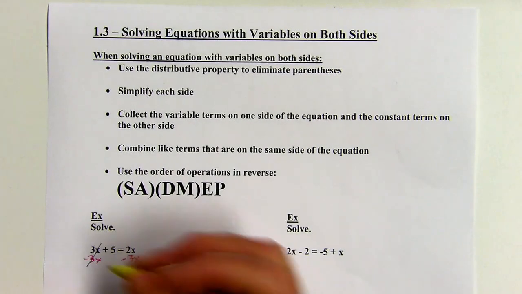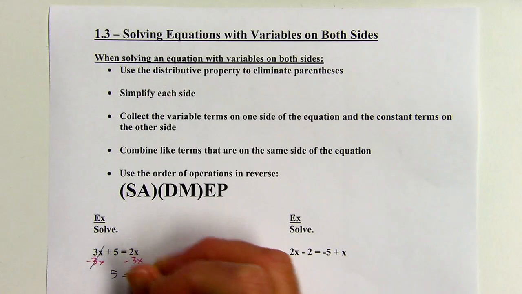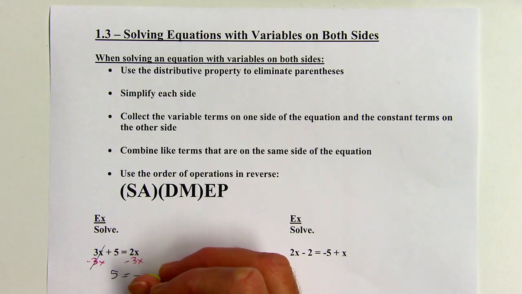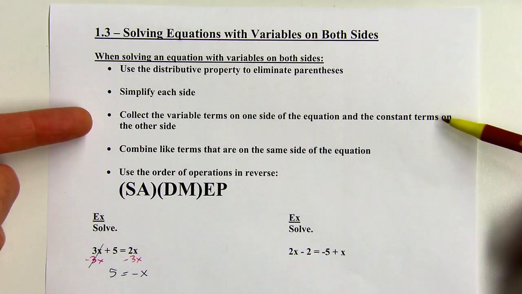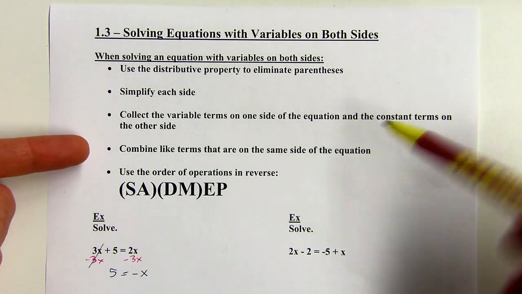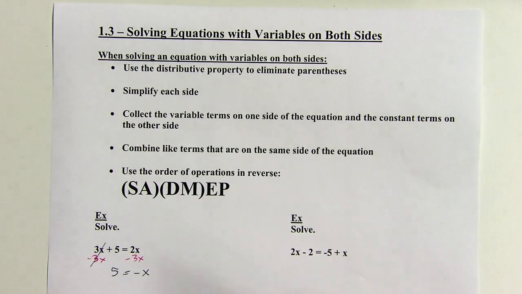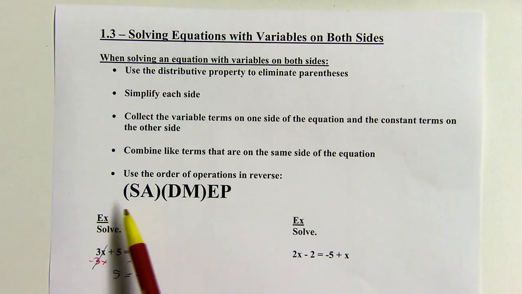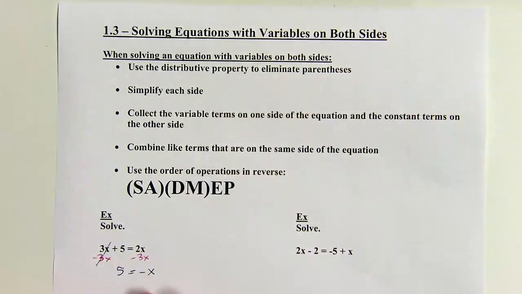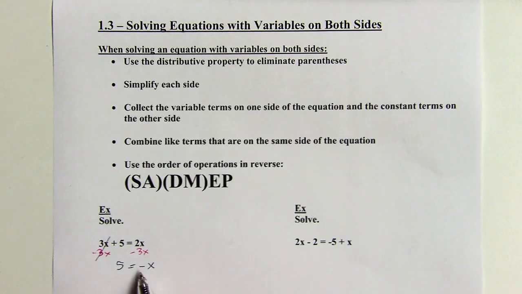So then these 3x's cancel, and I'm left with 5 equals 2x minus 3x is negative 1x, or just negative x. Okay. So I've collected the variable terms on one side and the constant terms on the other side. And then I want to combine like terms that are on the same side of the equation. I don't have any like terms, but I just combined those two on that right side. Okay. And then I want to use the order of operations in reverse. Notice this is PEMDAS in reverse. So here there's only one thing to do at this point, so I don't really have any big decisions to make here. So here I know what negative x equals.